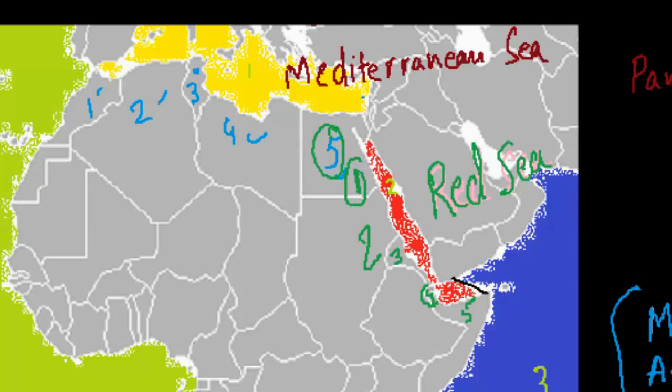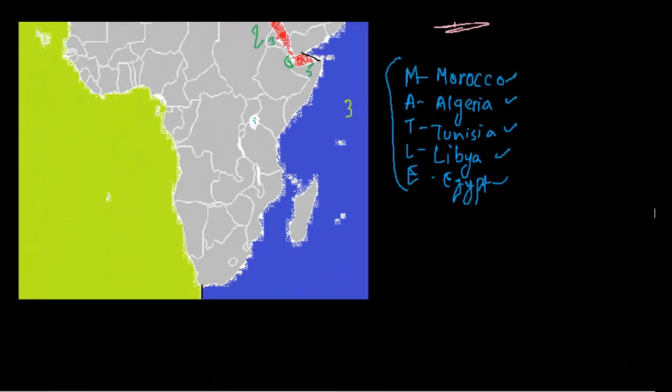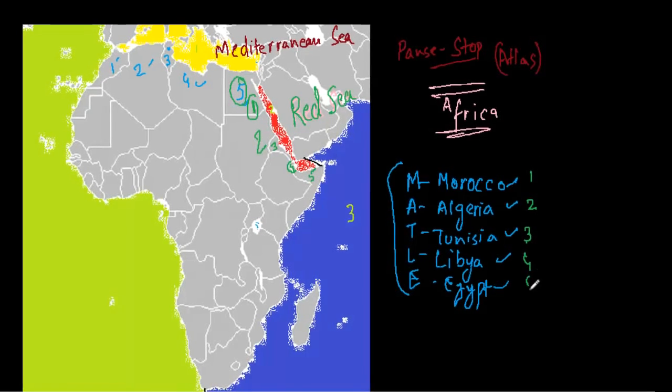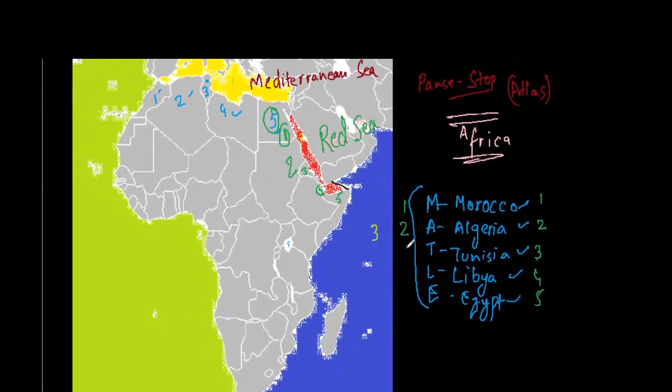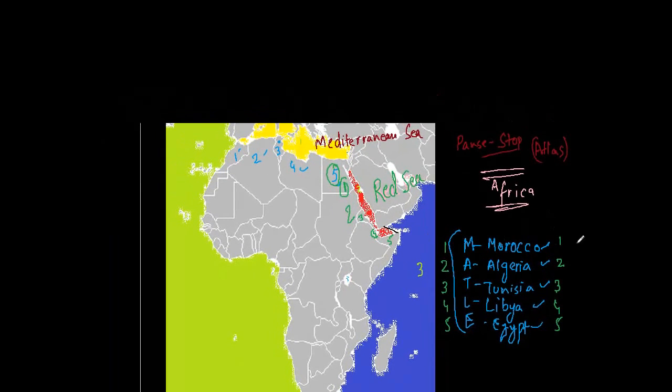Okay, we'll be going along with this, so let's do it. Okay, 1, 2, 3, 4, 5. And remember, these are also 1, 2, 3, 4, 5. So 5 here and 5 along this coast. 1, 2, 3, 4, 5.